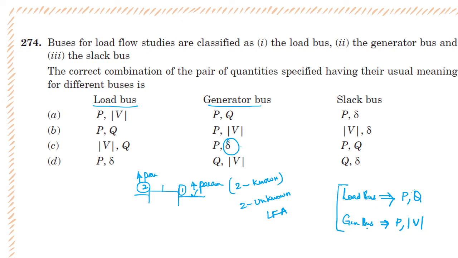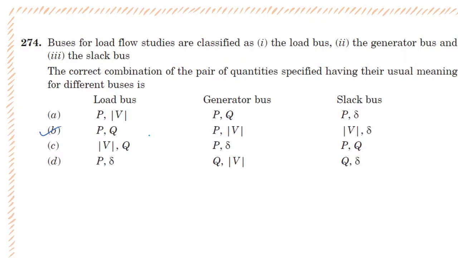So look at these things we have just derived. Load bus means real power and reactive power, right? So load bus means real power and reactive power, so option B is true. And generator bus is P and magnitude of the voltage, real power and magnitude of the voltage. And slack bus means magnitude of the voltage as well as the phase angle of the voltage. We will be taking that as reference. Basically it is also sometimes called the reference bus. Okay, so option B is the correct answer.